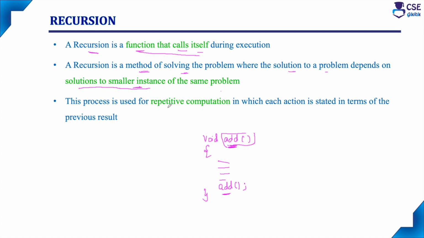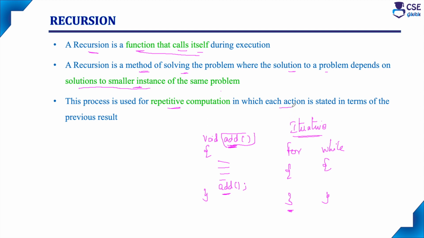So this is the process of repetitive computation. Already we know iterative computation. Iterative computation is nothing but the looping statements: the for loop, while loop, do while loop, and all the looping statements. Until the condition is true, it will execute the loop statements. When the condition fails, it comes out of the loop. So these are all the iterative statements, and the recursive function is the repetitive computation.